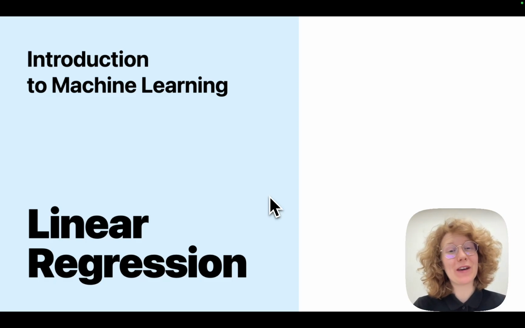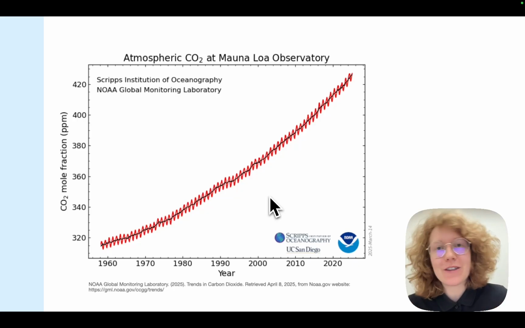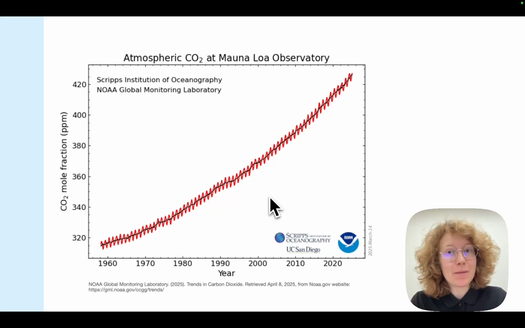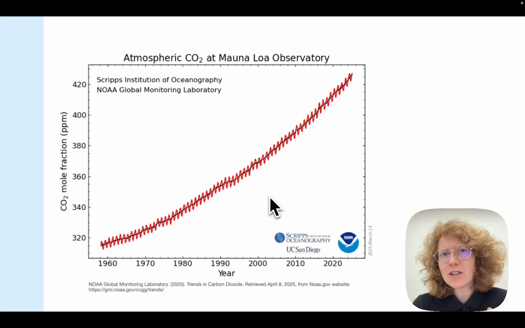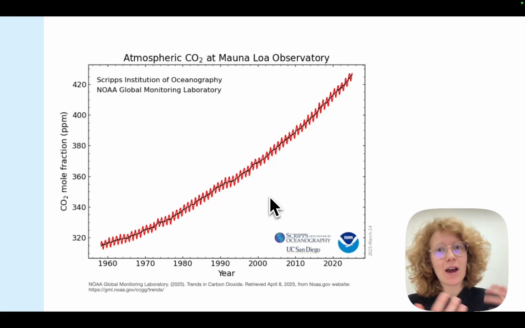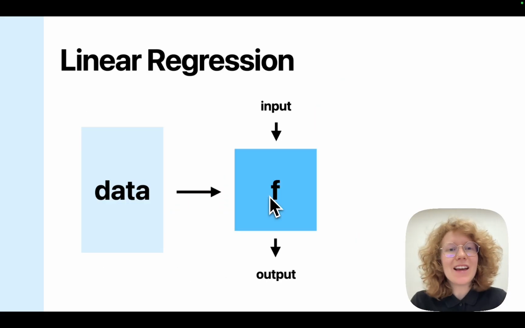Everyone, today we will be talking about linear regression. So let's say you have a bunch of data and you want to find patterns in that data. For example, here's a graph of the annual ppm of carbon dioxide levels, and we might be interested to learn from the past how these trends have been going and try to use that to predict the future. And that's exactly what linear regression tries to do.